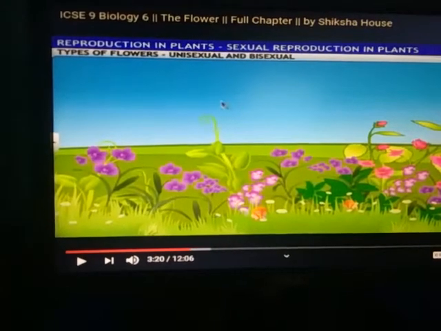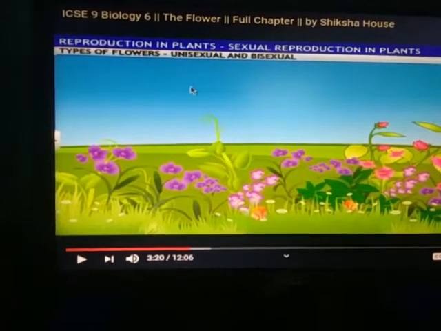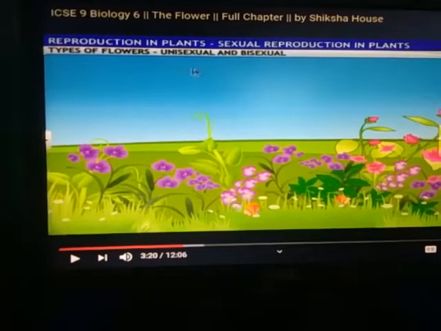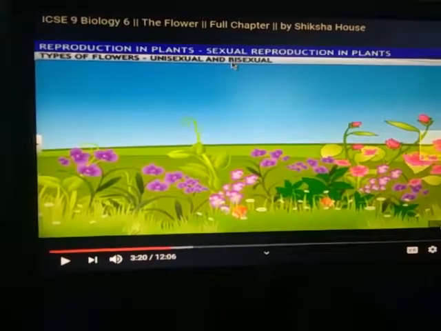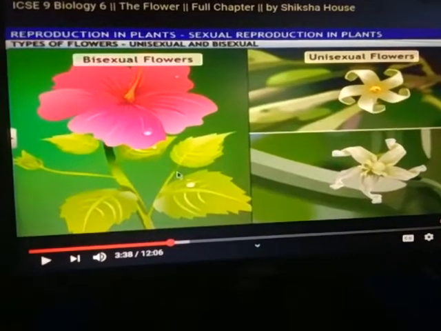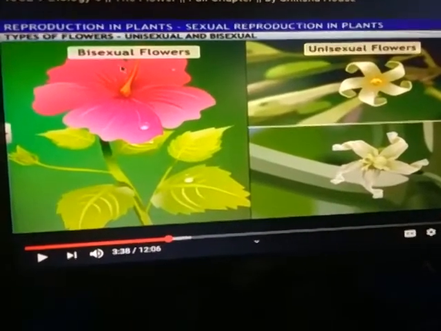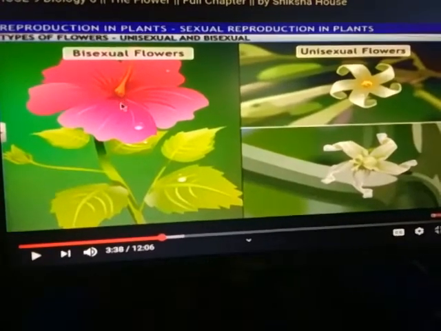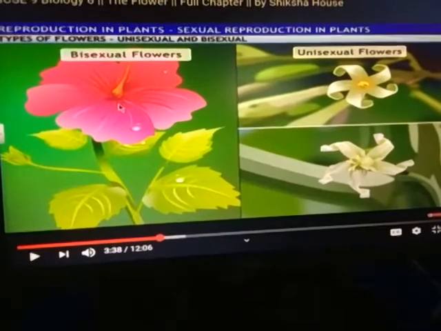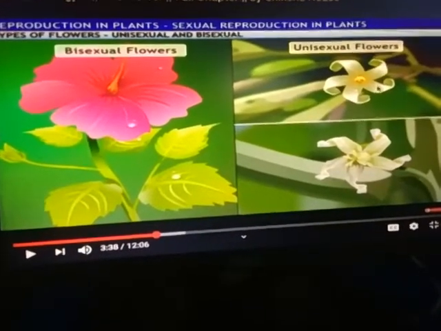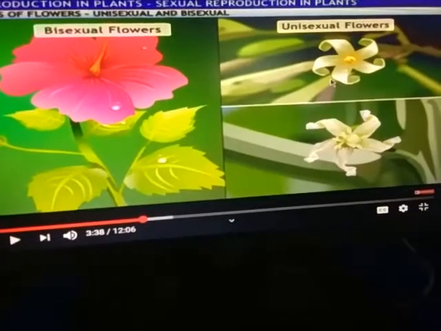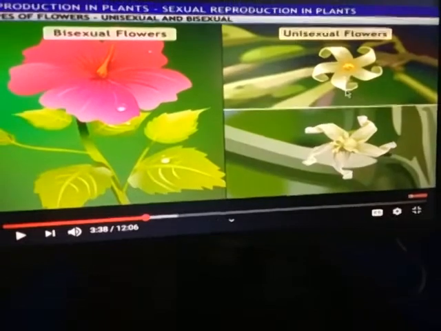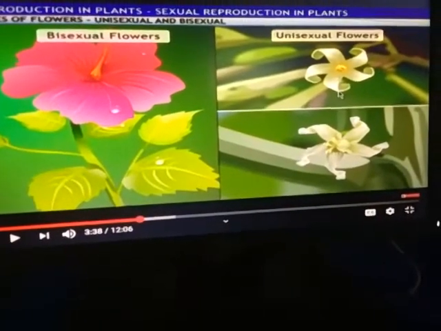Now dear students, we will discuss on the basis of presence of sexual parts in the flower. Flowers can be categorized into two categories: unisexual flower and bisexual flower. It is represented through the diagram. You can watch here. This is a bisexual flower, which contains both male and female reproductive parts on the same flower, a single flower. And this is a unisexual flower, which contains only either male or female reproductive part. This is the female reproductive part, this is the male reproductive part. Such flowers are called unisexual flowers.